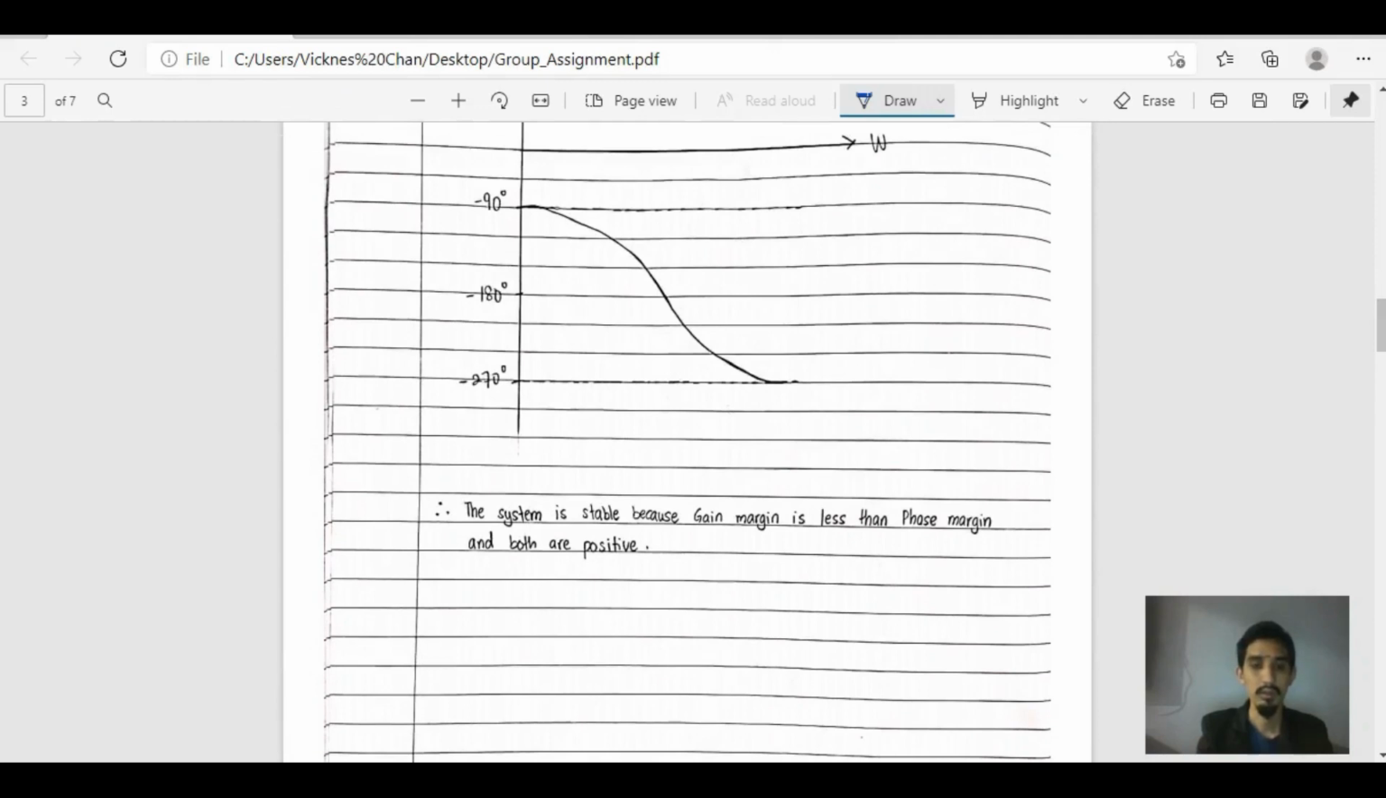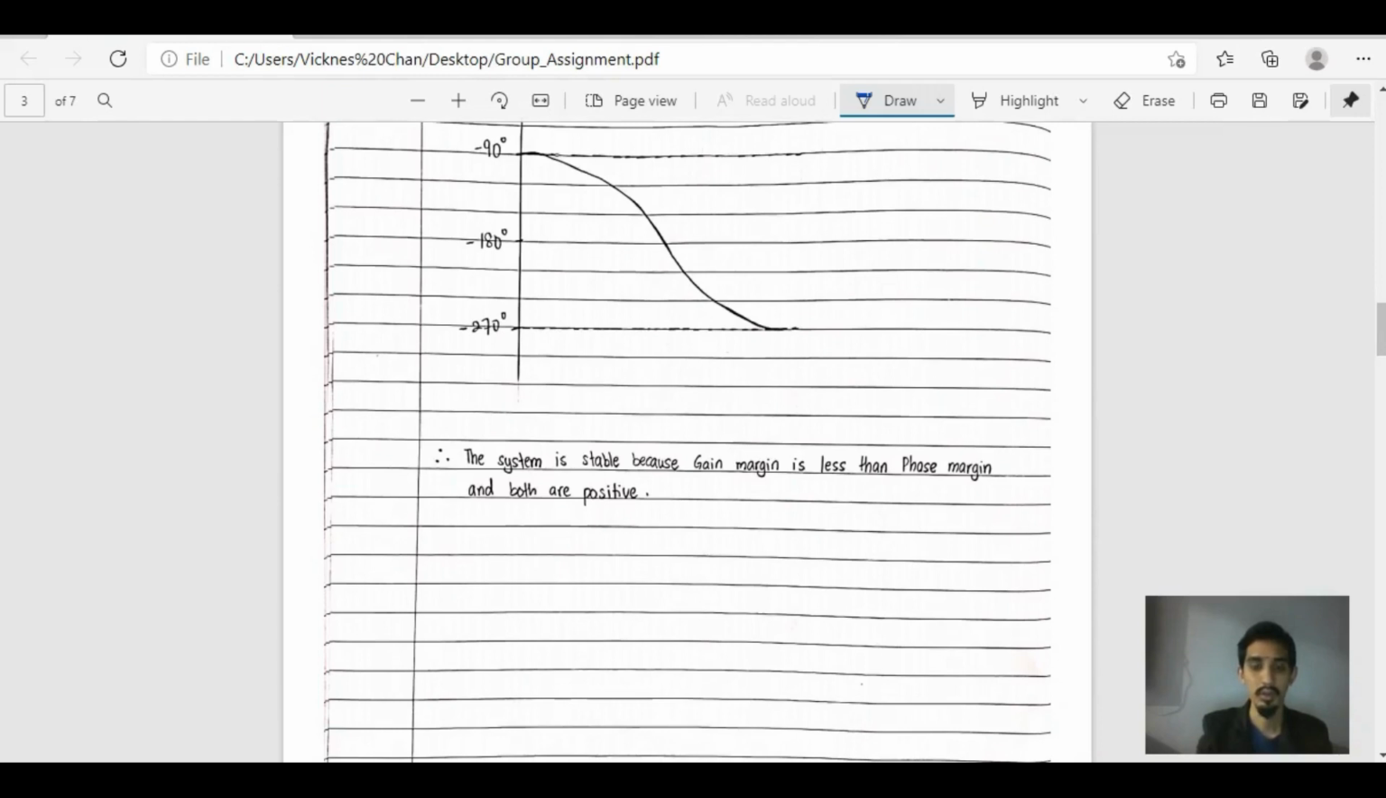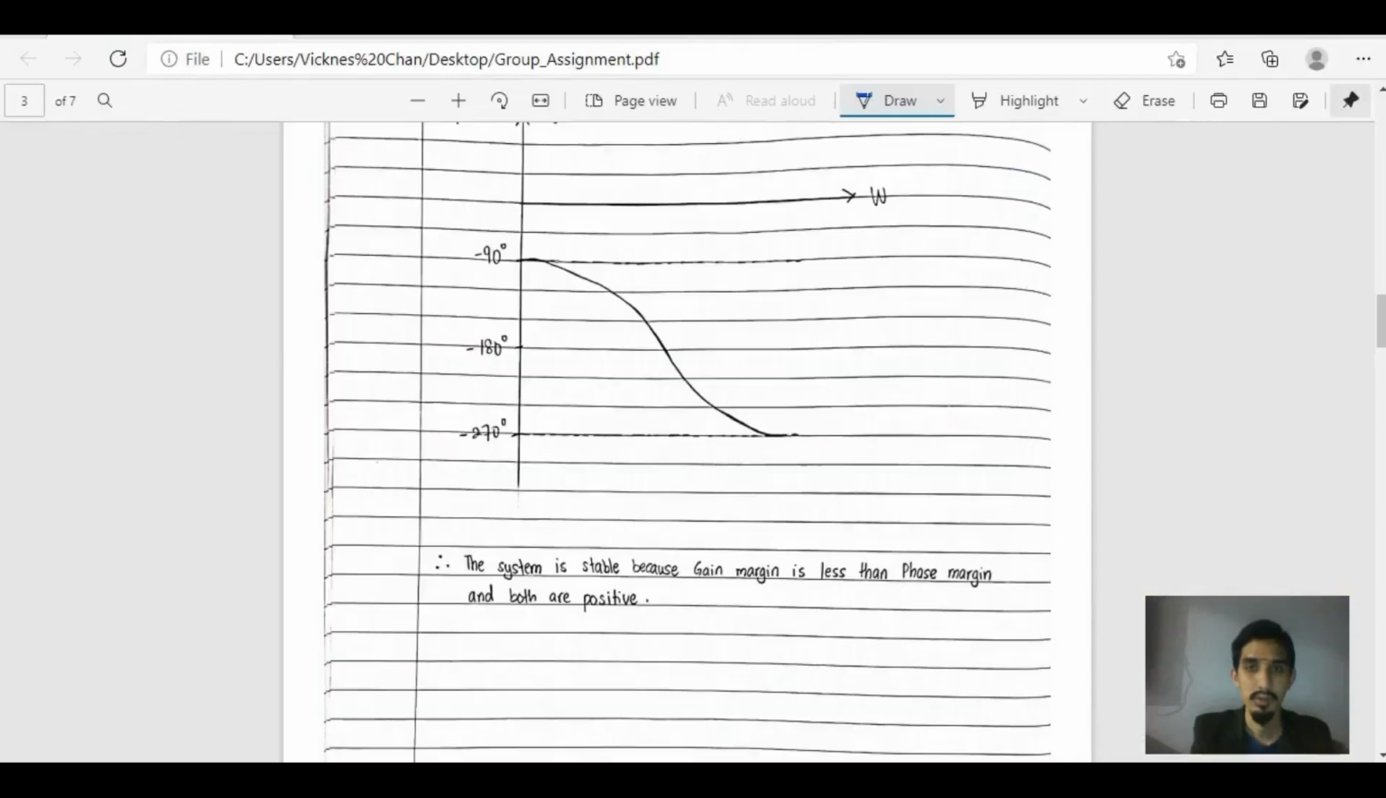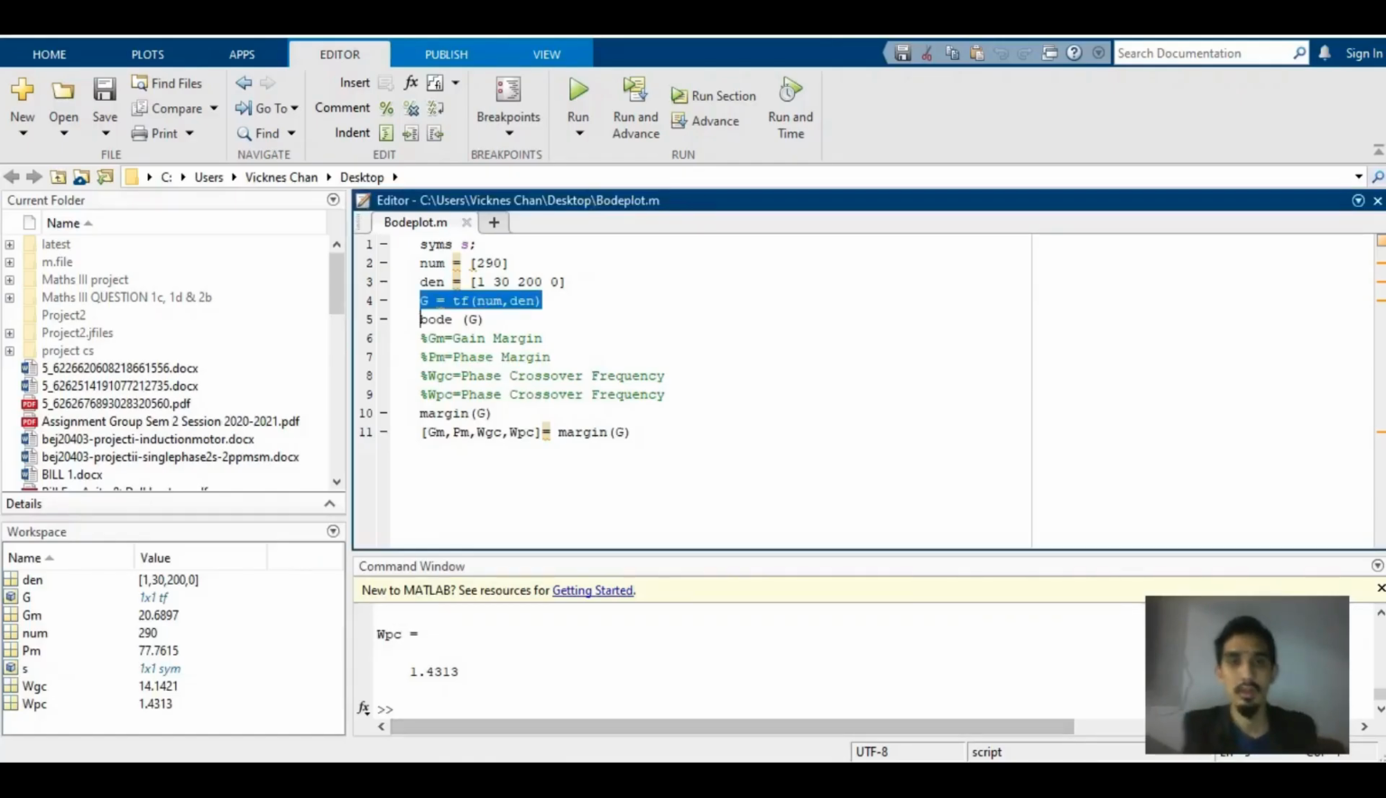We know that the system is stable because gain margin is less than phase margin, and both are positive. Now let's look at the simulation that we constructed. This is the simulation that we constructed. Our magnitude of G(j omega) is 290 as in the calculation, and our phase plot that we get in the calculation is 130 and 200. Now let's look at the simulation and the result.